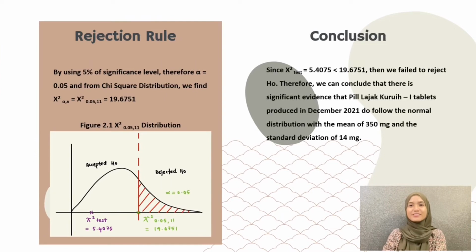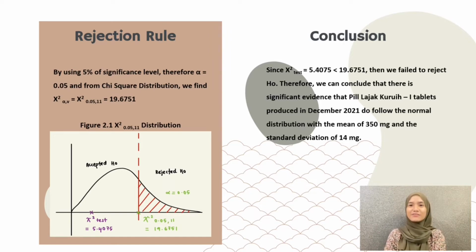The rejection rule of this part is shown in Figure 2.1. By using a 5% significance level, therefore alpha equals 0.05, and from the chi-square distribution, we find X2 alpha with degrees of freedom, X2 0.05, 11, is 19.6751.